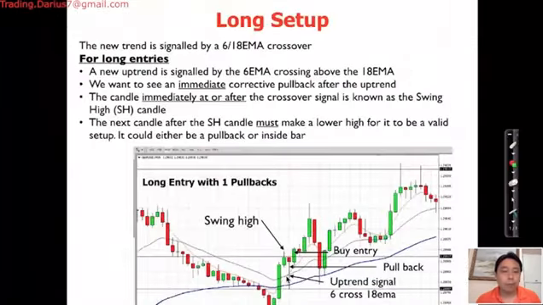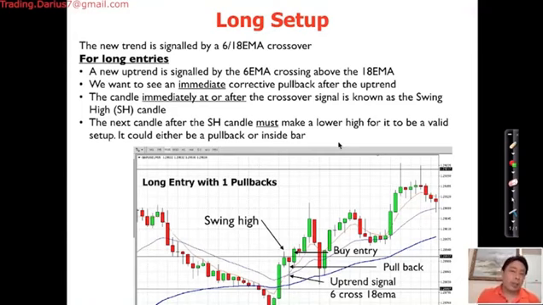Okay. Now, we want to see an immediate corrective pullback after the uptrend. So the moment you see the 6 crossing above the 18, we want to see it move up and pull back. The candle immediately at or after the crossover signal is known as the swing high candle.